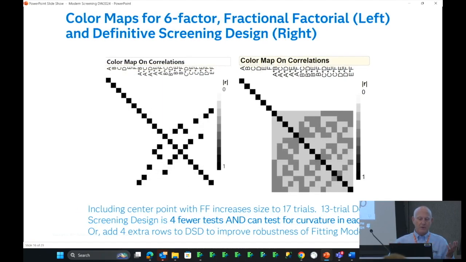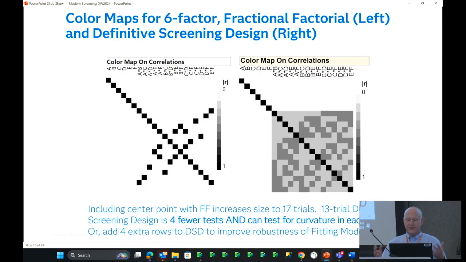A lot of people might say, I tend to go more toward classic fractional factorial designs, where I do have that same situation. My main effects are not confounded, and they're not confounded with any of the two-factor interactions, even though there is some complete confounding of those interactions with each other. You can see here that the definitive screening design has that same relationship in the main effects and interactions area, although there are partial correlations, but no complete confounding among all the two-factor interactions. Well, the design on the right is four fewer tests, and I get the test for curvature in each factor.